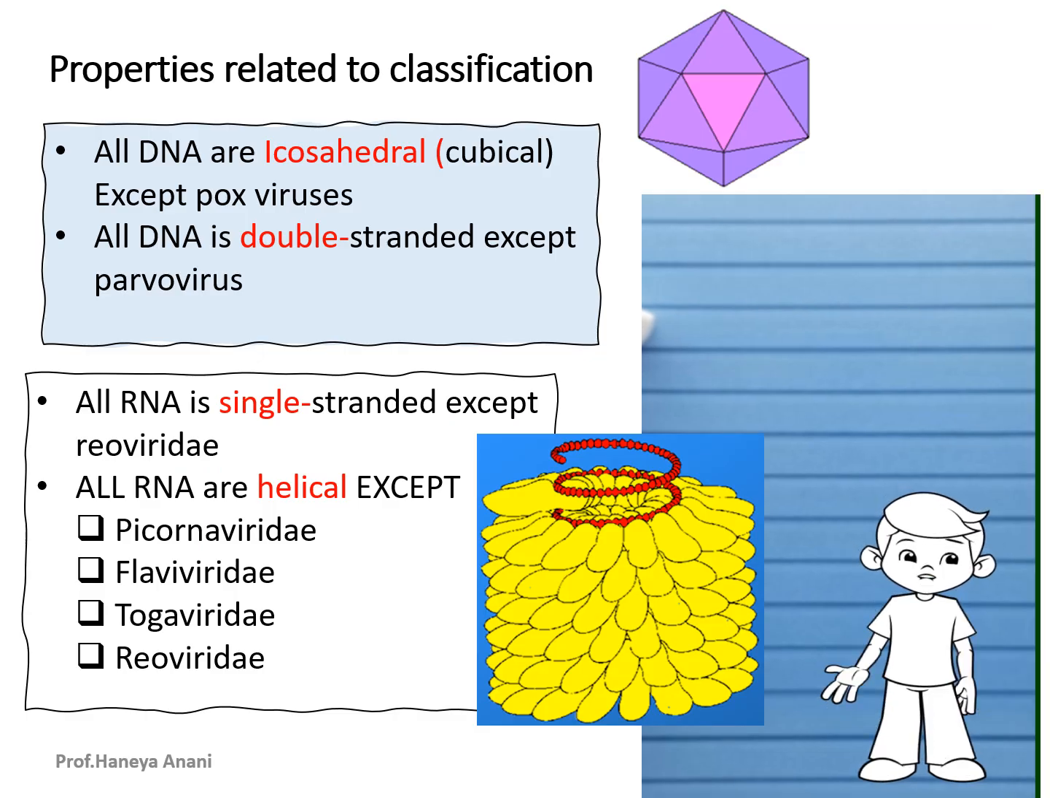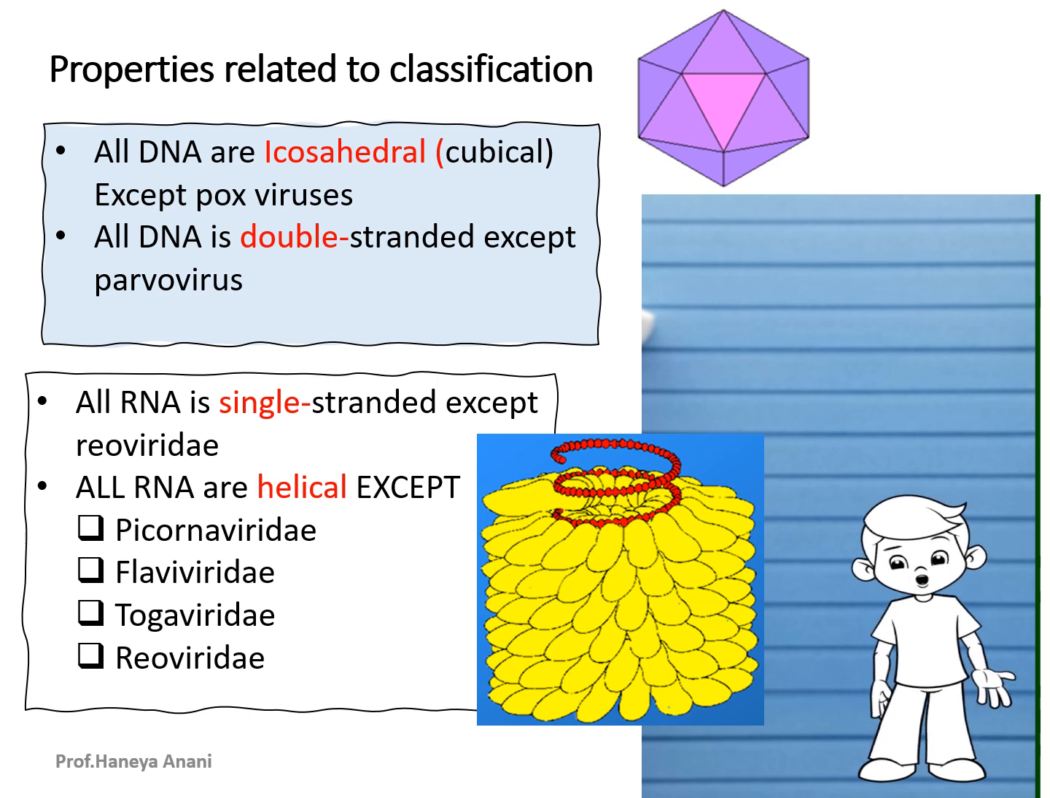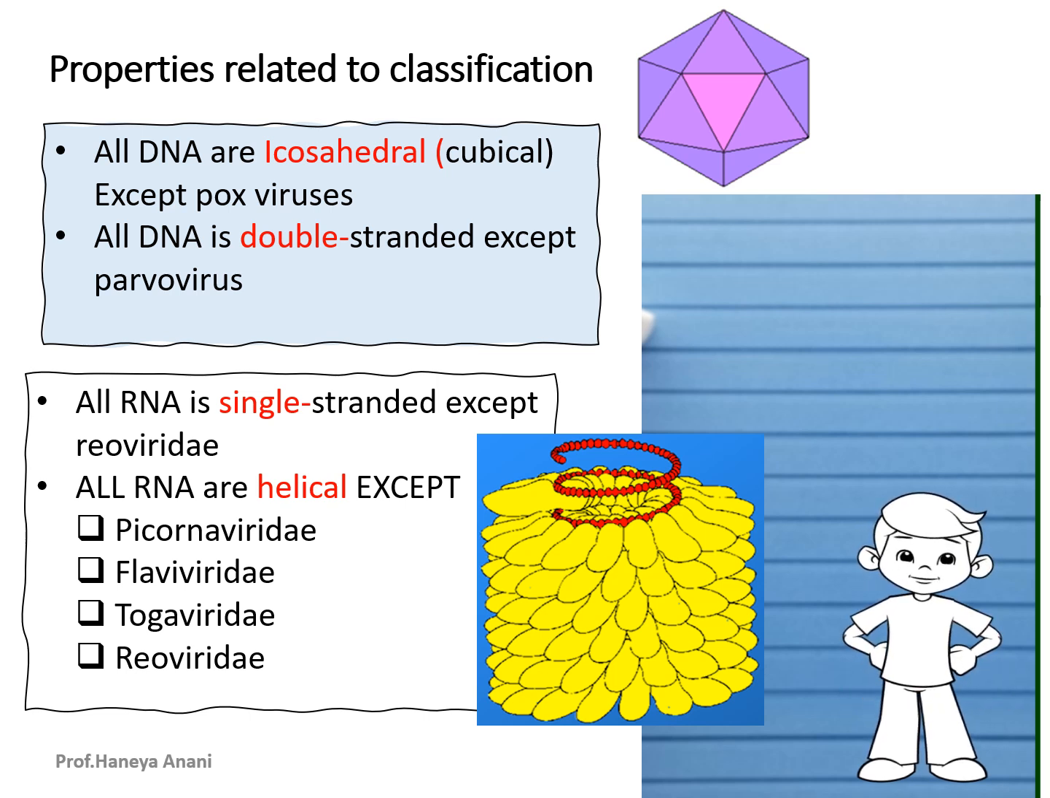Properties related to classification: all DNA viruses are icosahedral cubical, except poxviruses. All DNA is double-stranded, except parvovirus. All RNA is single-stranded, except Reoviridae. All RNA viruses are helical except Picornaviridae, Flaviviridae, Togaviridae, and Reoviridae.